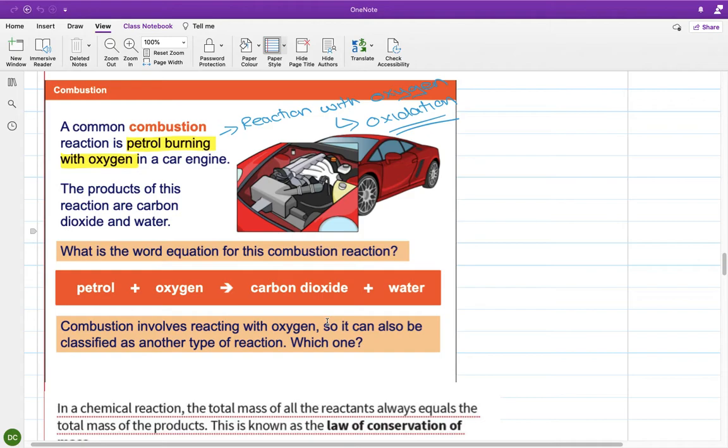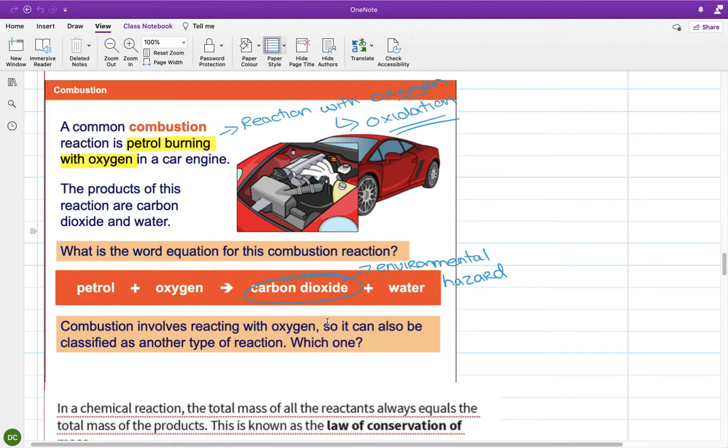This is why we're moving towards electric cars, because the production of carbon dioxide in a petrol burning combustion engine is environmentally hazardous. It's producing carbon dioxide, which is a greenhouse gas. But anyway, when petrol reacts with oxygen, it produces carbon dioxide and water, and also produces heat, and that's the energy used to drive the car.